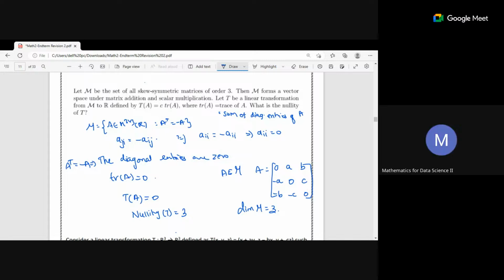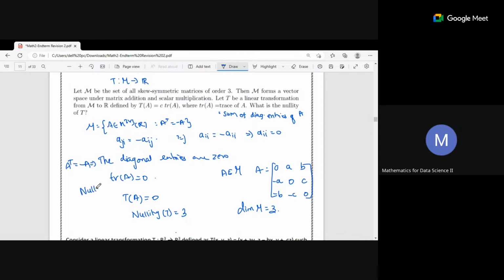See here what happens. What is your domain and codomain for T? T is from M to R. Correct? Yes. So now you are saying that your T is 0. It means all the elements here are mapped to 0. Right? What is your null space?